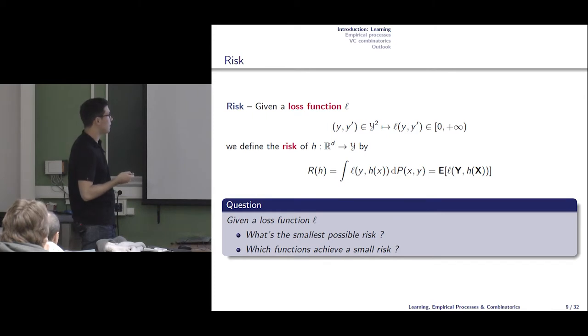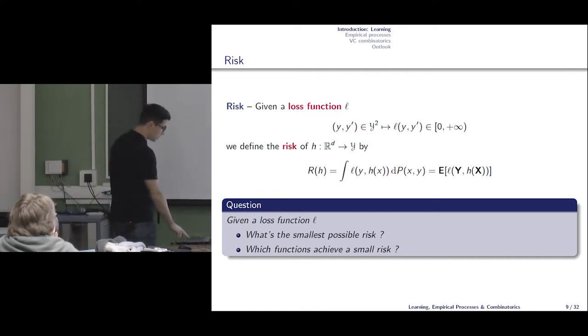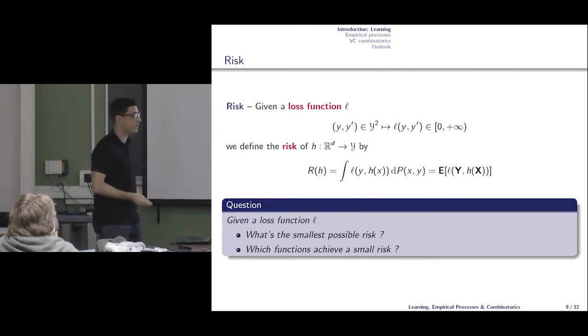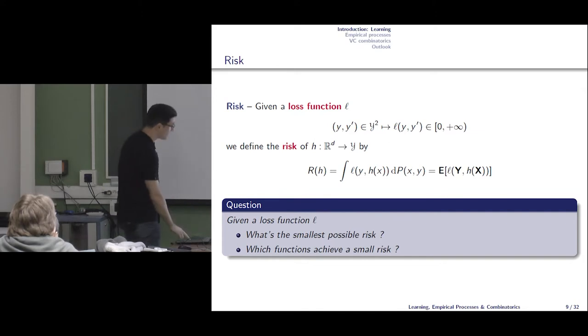I'd simply, naturally, average the value of this loss over the pairs x, y, which are drawn from the distribution P, okay? So now that this object is well-defined, a more natural and well-defined question this time is: what is the smallest possible value of the risk, and which functions achieve a small risk? Note that for the moment this is a theoretical question, okay? I'm not introducing any questions of statistical nature here. I'm just asking this question in a mathematical way. Suppose you know the distribution of x, y, what is the best possible function you can come up with if I fix the loss function L.